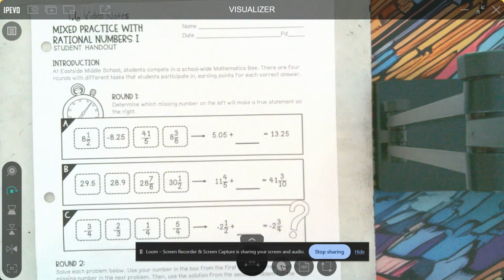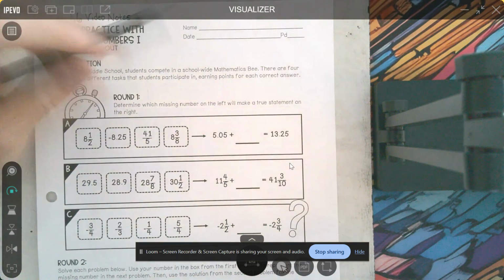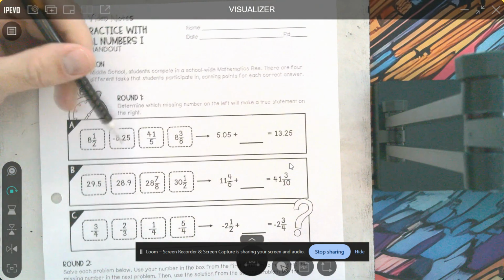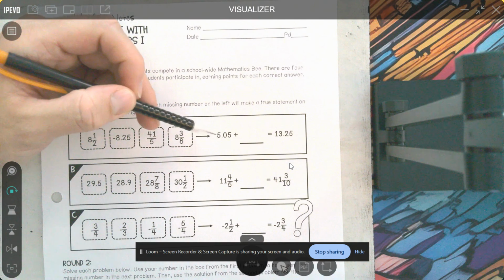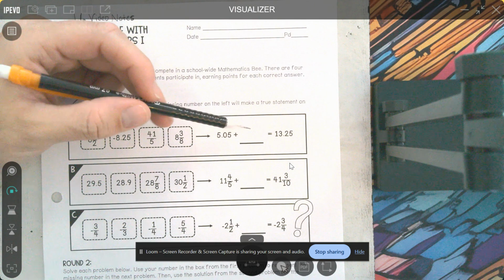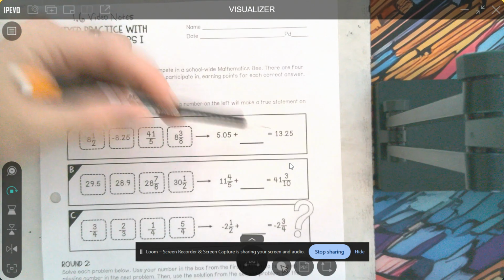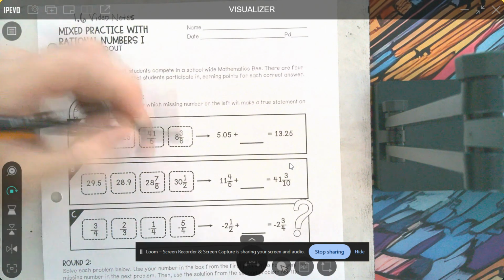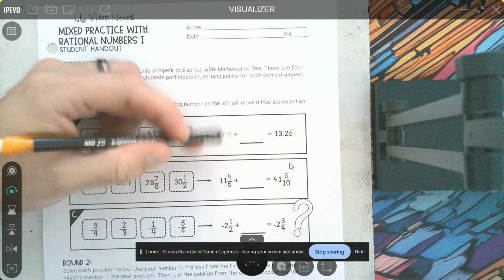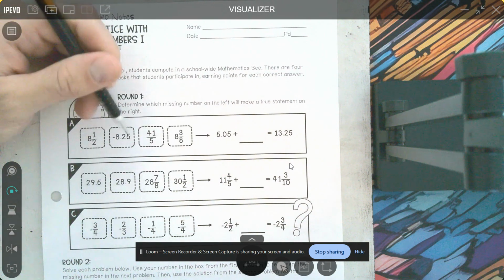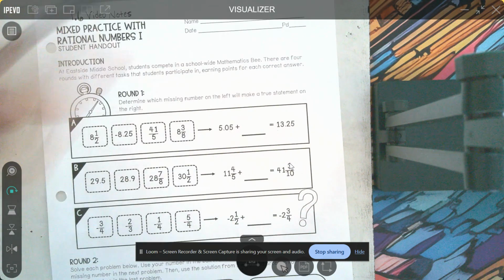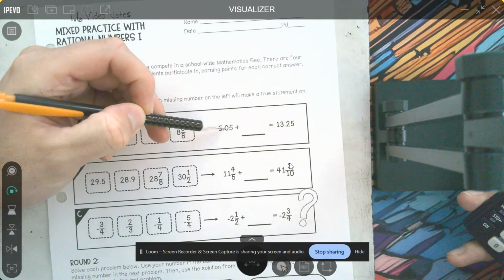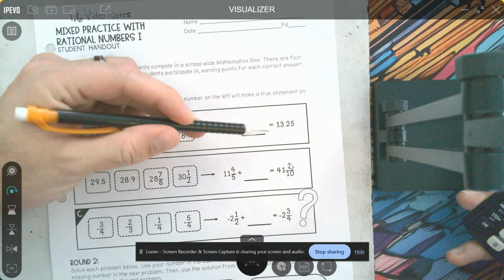First things first, we're going to find the missing answer here. Our answer is one of these 4 boxes. We have to find out, what do we add to 5.05 to get an answer of 13.25? I'm going to show you 2 different methods. First method is guess and check. 5.05 plus one of these numbers is equal to this answer. So let's guess and check. You kind of think in mental math here. If I add a positive to a positive, I'm going to get a positive answer, right?